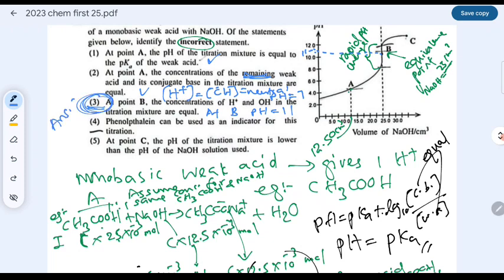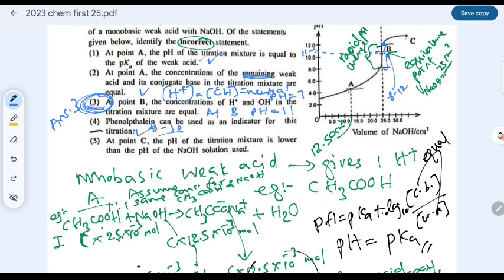The answer is 3. Let's see the other answers as well. Phenolphthalein can be used as an indicator for this titration. Yes, we can use phenolphthalein as an indicator because phenolphthalein shows a color change approximately between 8 and 10. Here the rapid pH change is between 8 and 12, so we can use phenolphthalein as an indicator for this. So the fourth is also correct.